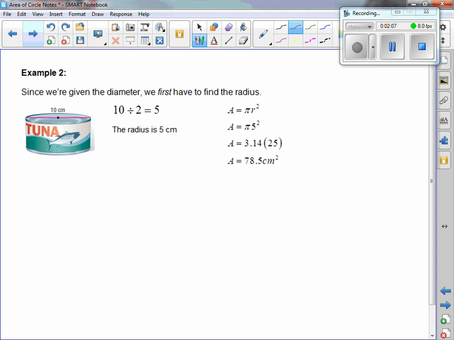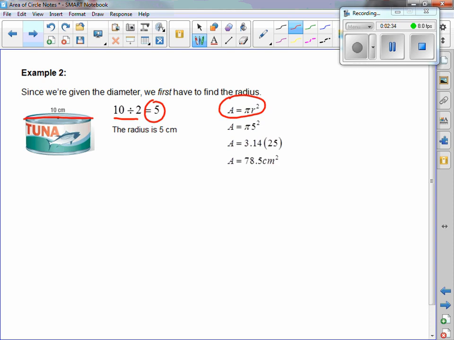The second example is a little bit different. They tried to trick you here by giving you the diameter. Now remember, in my area formula, I only have r for radius. So I have to have the radius when I'm solving this. Well, if I have a diameter of 10, if I divide 10 by 2, I know my radius is actually 5. So 5 is what I'm going to use when I'm solving for the area.